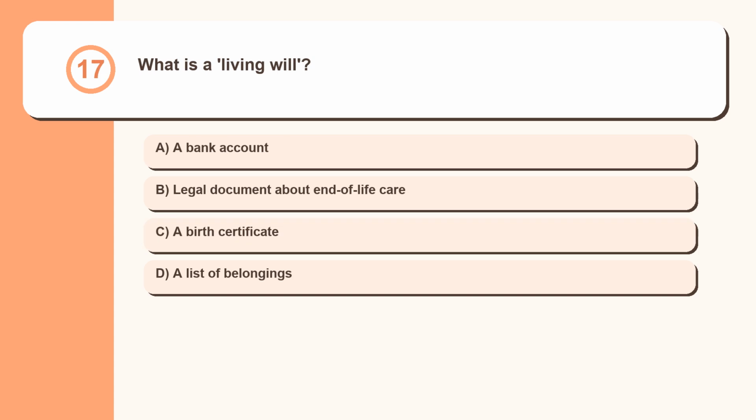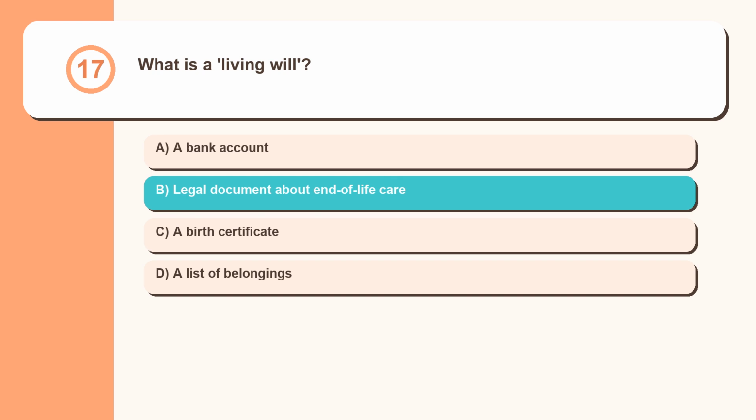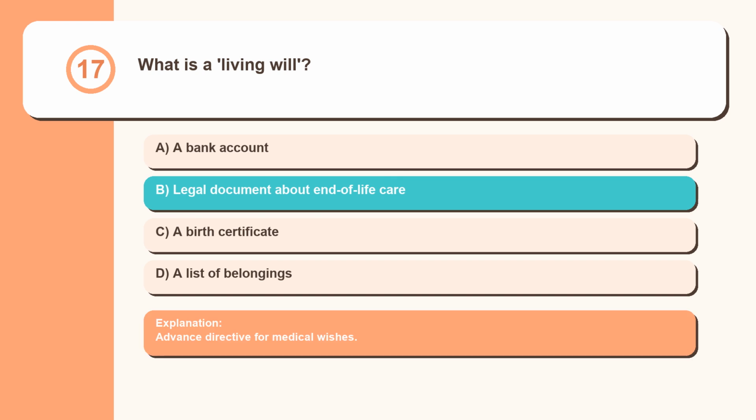Question 17. What is a living will? A bank account. Legal document about end-of-life care. A birth certificate. A list of belongings. Advance directive for medical wishes.